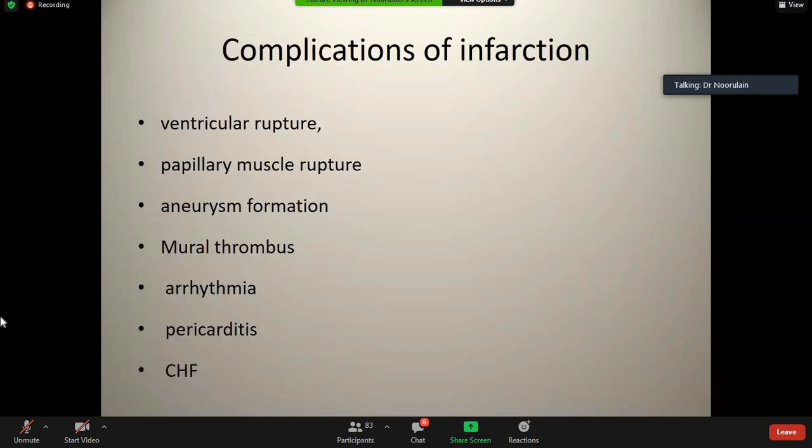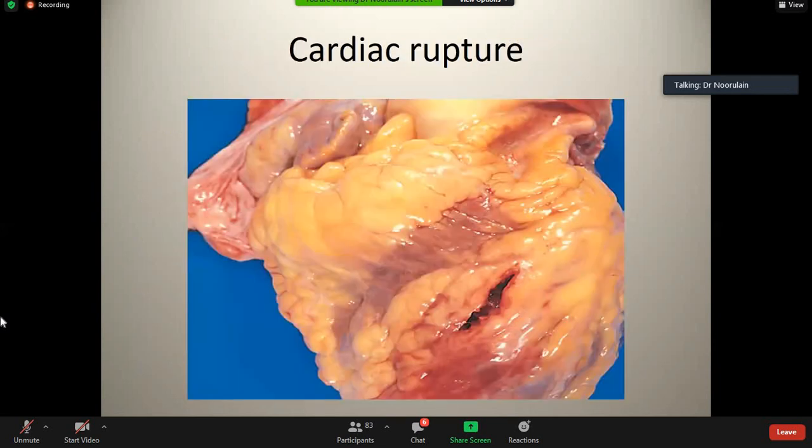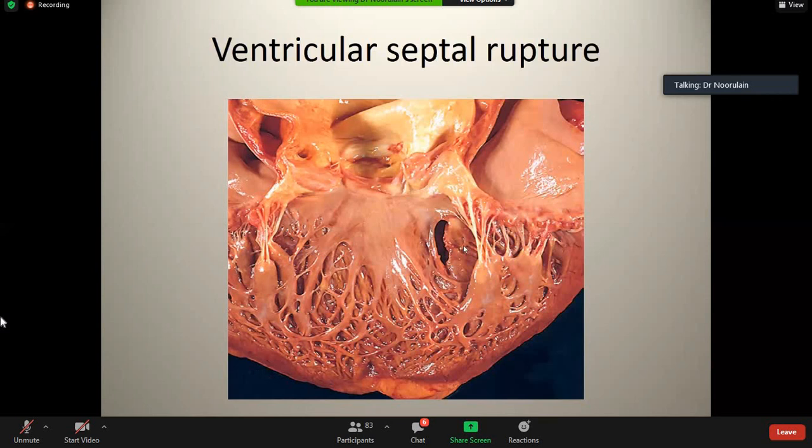What are the complications of infarction? Ventricular rupture, papillary muscle rupture. Okay, this is the cardiac rupture. This is a complication of the myocardial infarction. This is the ventricular septal defect. These are the papillary muscle rupture. They can all complicate the infarction.